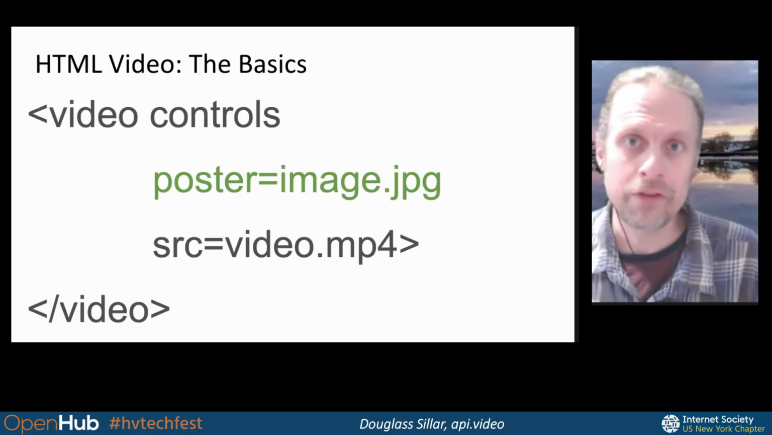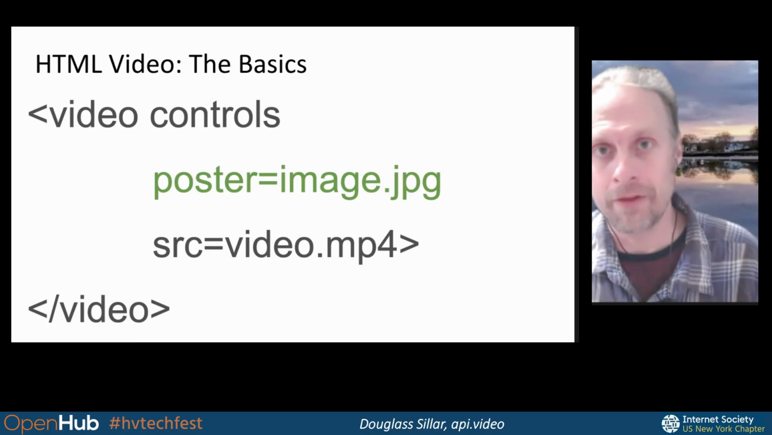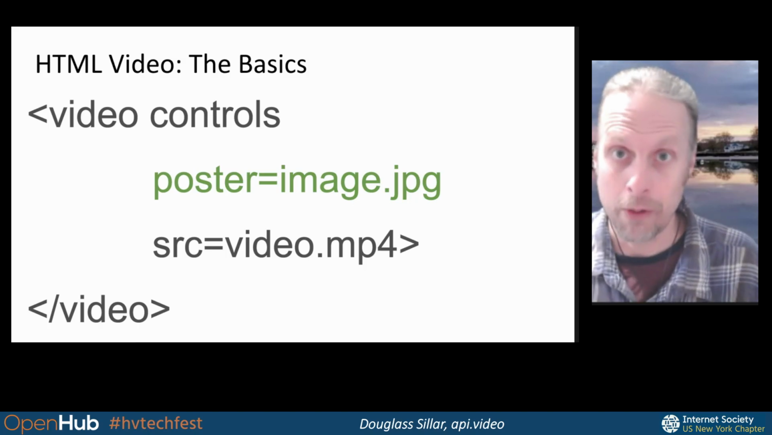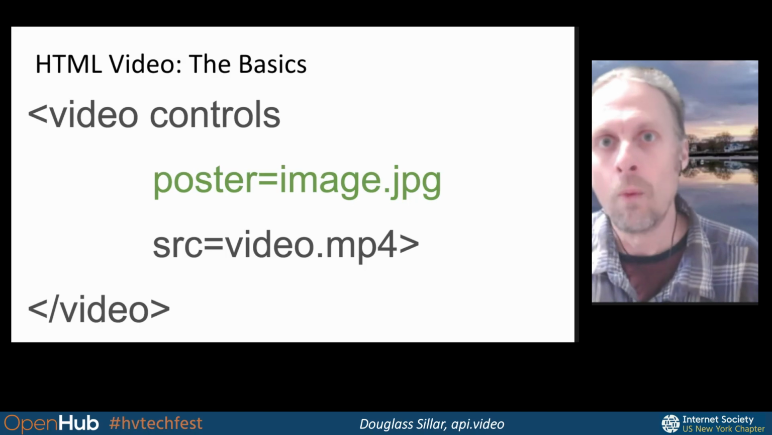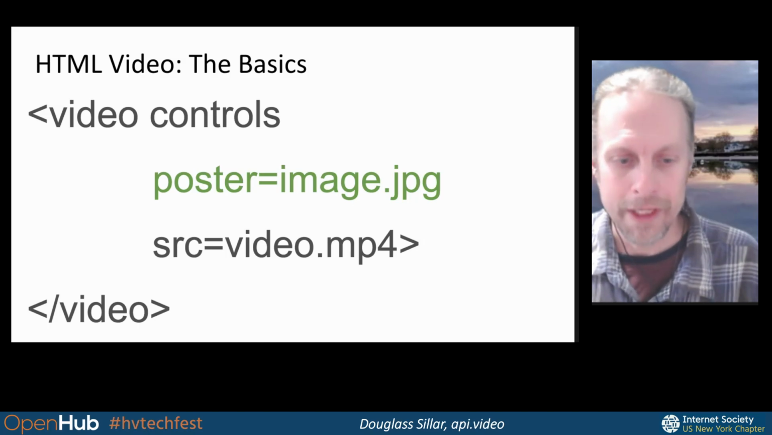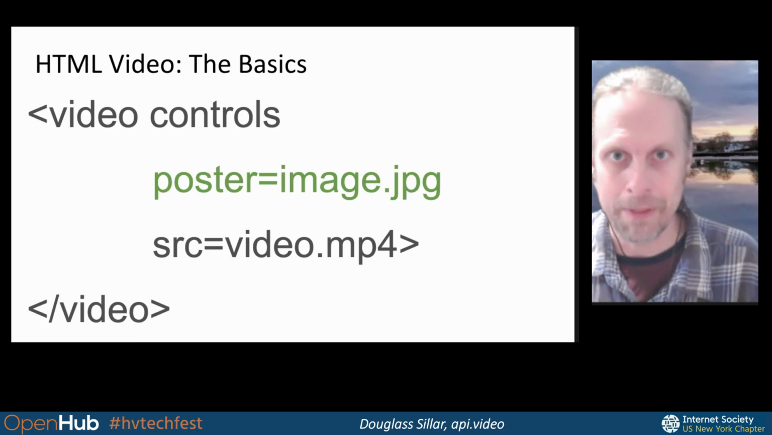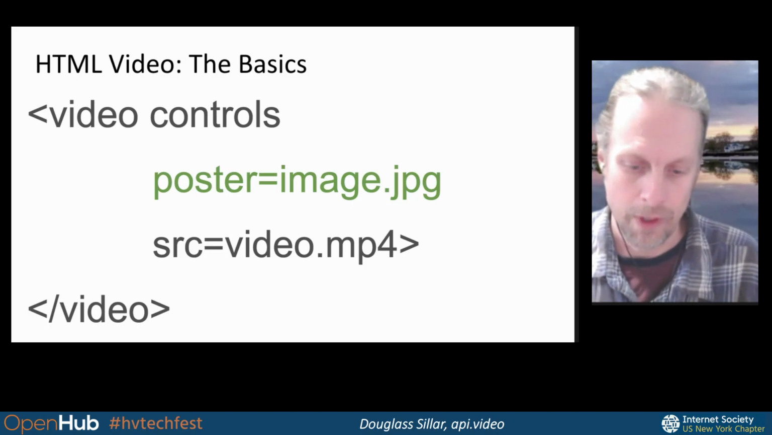If the video isn't auto playing, what the browser will do is it'll pick the first frame of the video and use it as a poster. If you don't want to do that, you can set your own poster. And so you can have your own image there. You've seen this on YouTube, right? Where they pick a specific frame that they want to show for the poster, and you can do that as well.